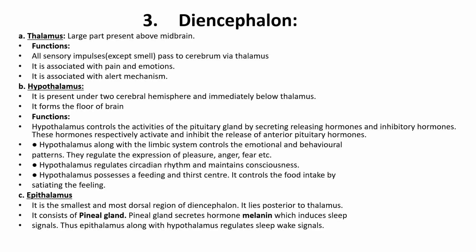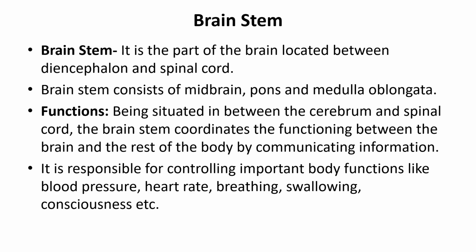Epithalamus is the smallest and most dorsal region of the diencephalon. It lies posterior to the thalamus. It consists of the pineal gland which secretes the hormone melatonin, which induces sleep signals. Thus the epithalamus along with the hypothalamus regulates sleep-wake signals. Brainstem is the part of the brain located between the diencephalon and spinal cord.